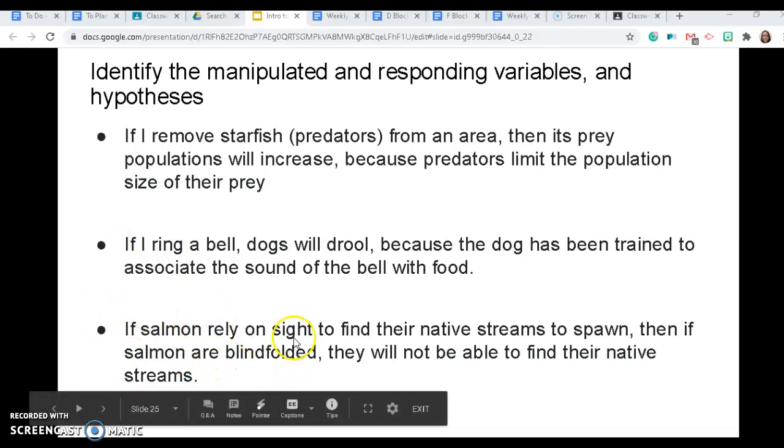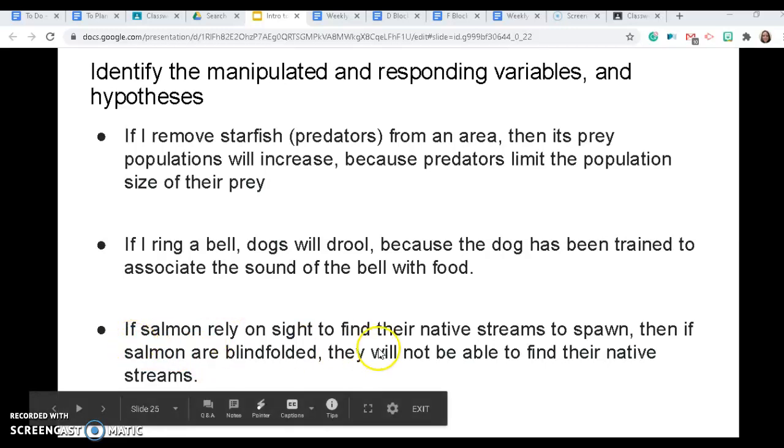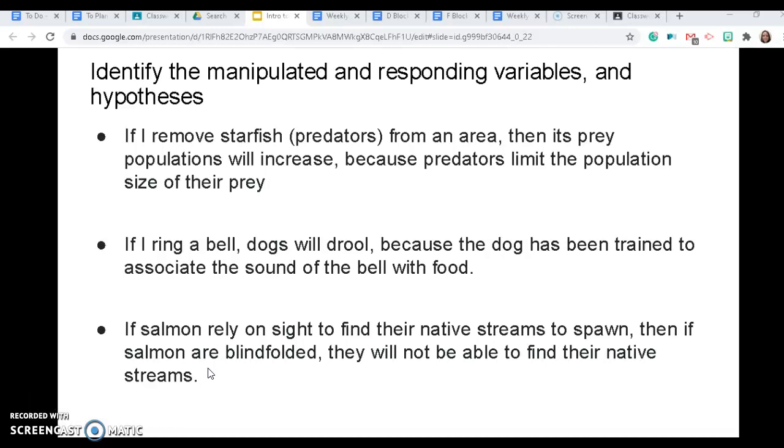This sentence, the third one, is similar. However, we just sort of changed the if, then, and because to different parts of the sentence. So here's my very general statement. If salmon rely on sight to find their native streams to spawn, so I think that salmon rely on sight. That's my general statement about salmon. If salmon are blindfolded, they will not be able to find their native streams. So what I do to the salmon is I blindfold them, and then the effect is that they are not able to find their streams.